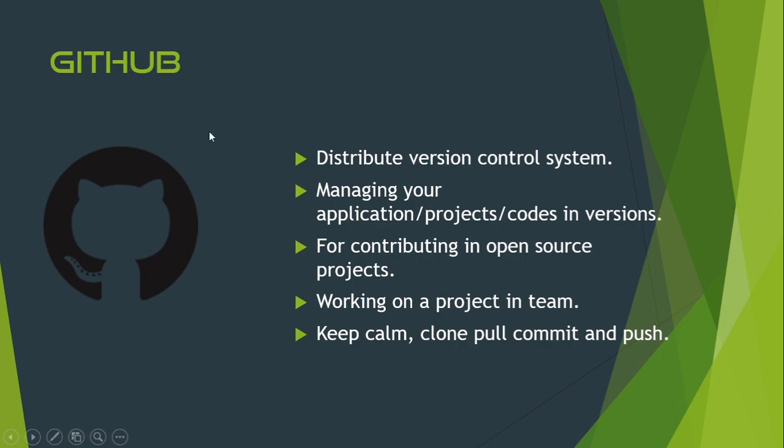So what exactly is GitHub? It is a platform that uses Git, the system. And what is Git? Git is a distributed version control system. There is another version control system, and that is the centralized version control system. We'll see about that in a bit.